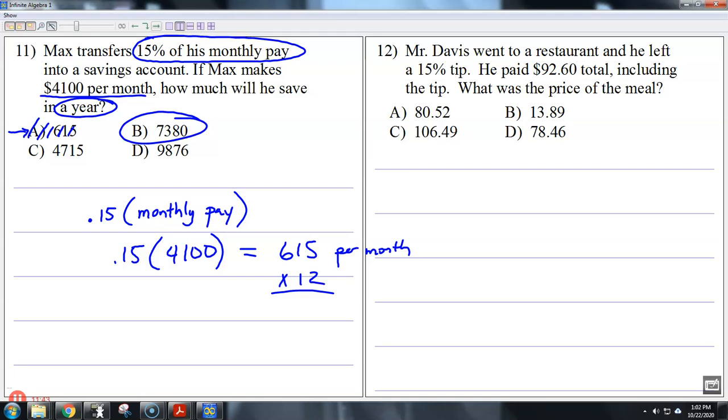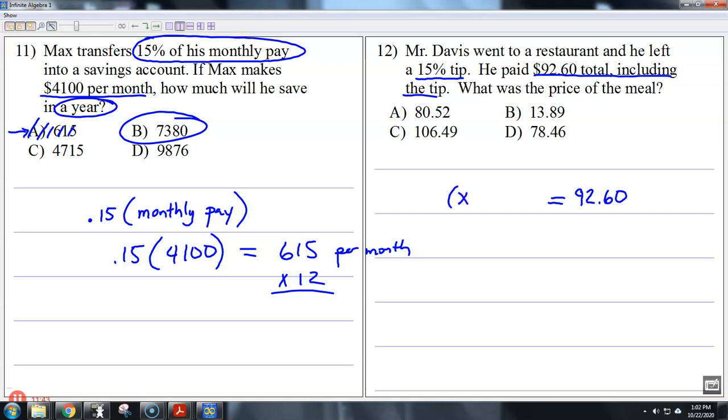$7,380. Number 12, Mr. Davis went to a restaurant and he left a 15% tip. This must have been back in the day because nowadays you leave like 18 or 20. But 15% tip. He paid $92.60 total, including the tip. So when you set this up, you want to put that at the back end. That's the latest number.